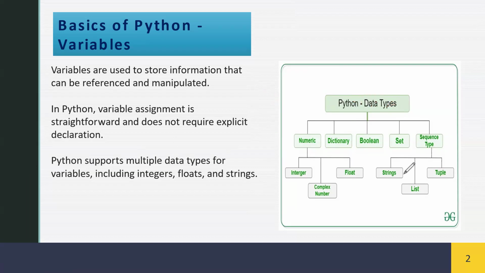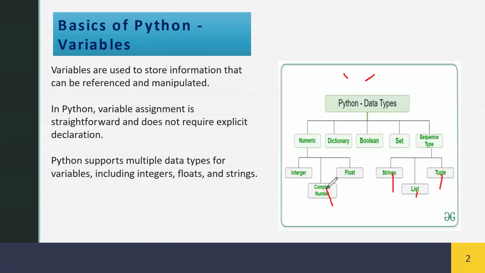Now the second group is set, string, tuple, and list. List is known as a collection of values. Tuple is also known as a collection of values. String, if you want to store any name, that should be in quotes, either single quotes or double quotes, we will use string.